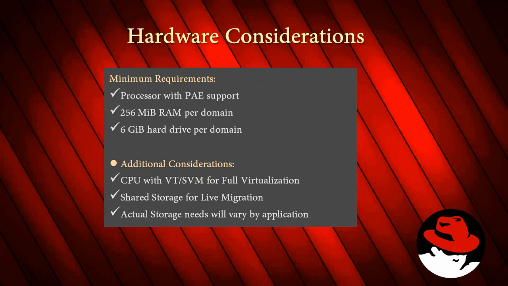Then there comes the hardware requirement consideration. The minimum requirement should be 256 MB RAM per domain or per image, a 6 GB hard drive per domain, and a processor with PAE support. Additional considerations could be a CPU with VT, the virtualization technology VT-x or VT in short, and SVM for full virtualization, as I've told you before. Shared storage is needed for live migration. The actual storage required will vary by application, as will the space on the hard disk.